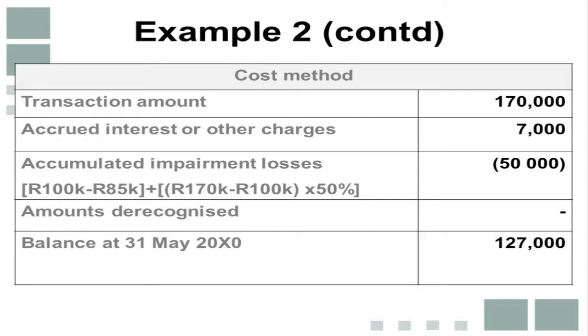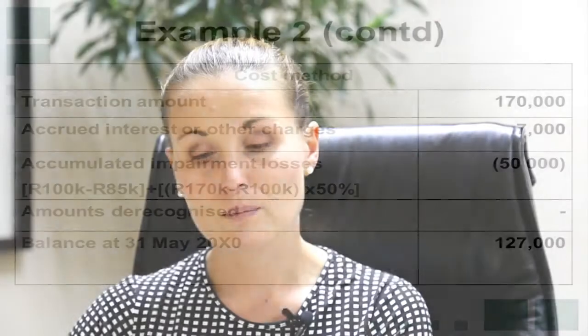And the rest is going to be the 170 debtors balance that we have left. Let's take out the individually significant one that you've already calculated, and we have a 50% loss rate, so that gives us 35,000. And that gives us the balance at the end of the month.